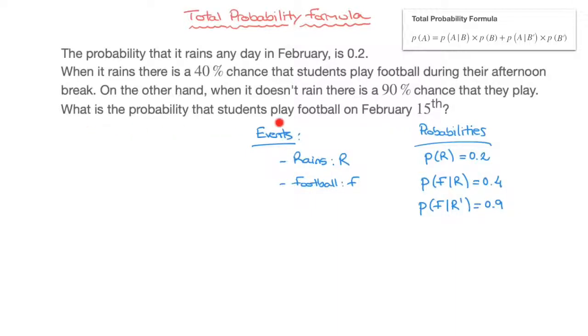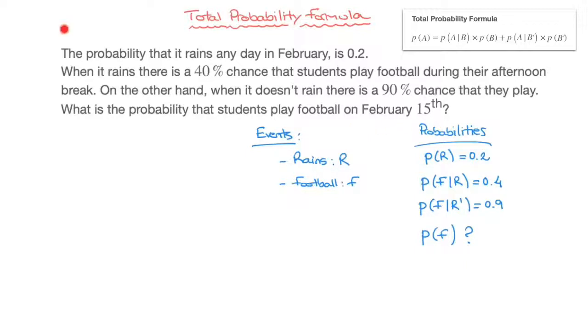Meaning, we could have simply asked, what is the probability that students play football on any given day in February? So don't let this kind of information in a question confuse you. And this last sentence, or this question, gives us our target. Indeed, we need to find the probability that the students play football on any day in February, since that would be the same as the probability they play football on February 15th.